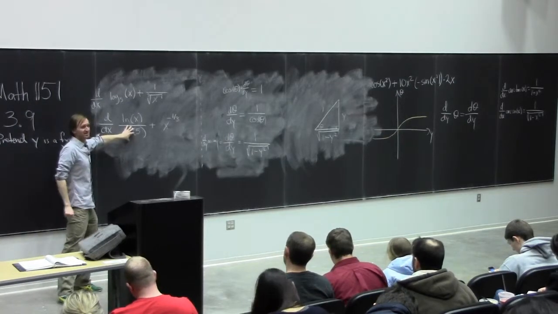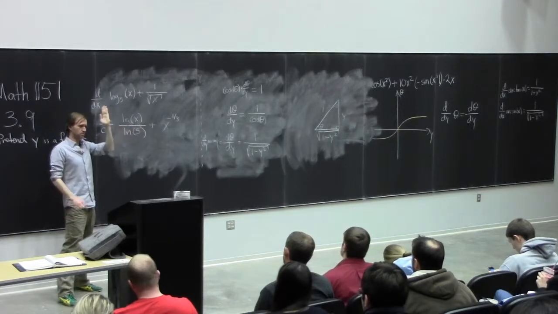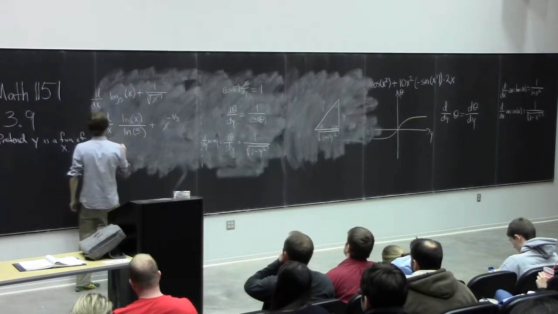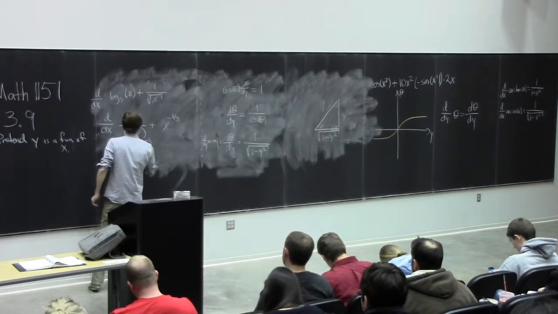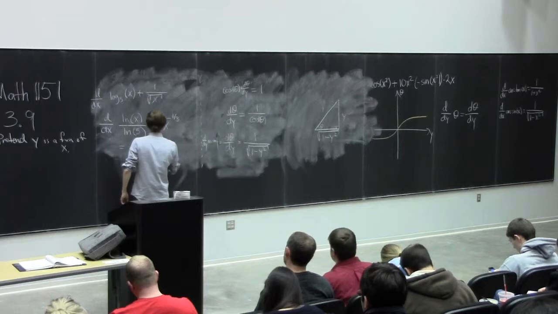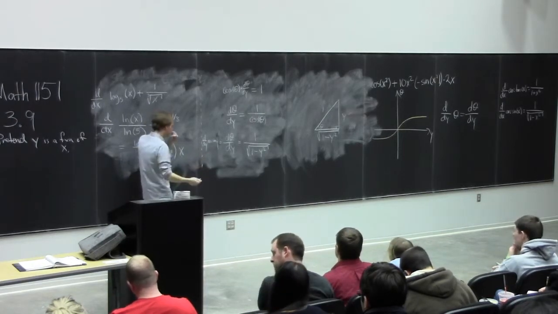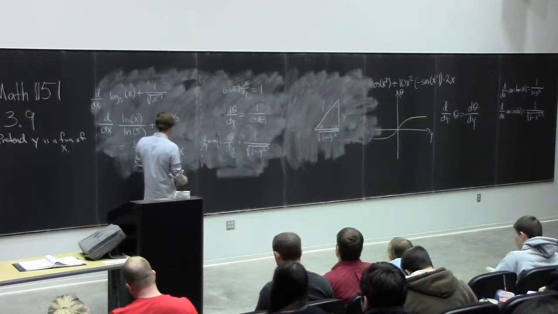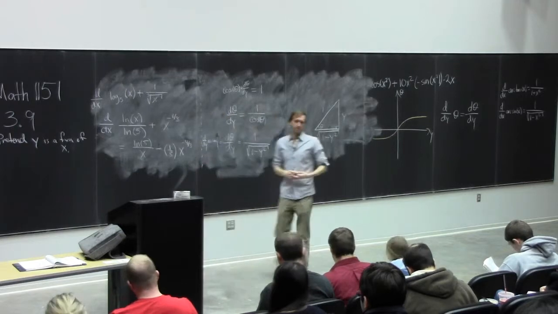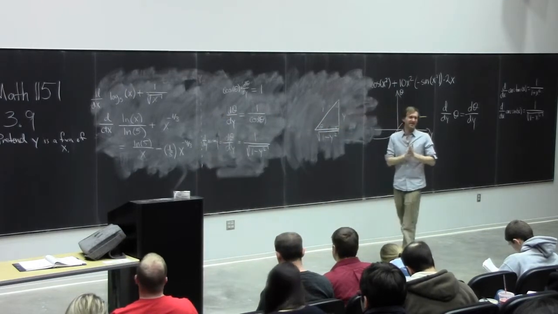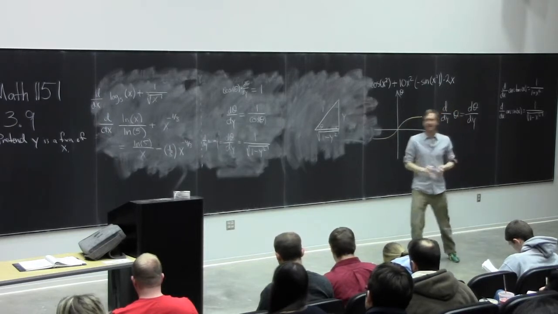Because this is just a constant right here. What's the derivative of natural log of x? 1 over x. So this equals 1 over natural log of 5 times x, minus 1/3 x to the minus 4/3. Did I do that correctly? Whew. All right, let's do another one.